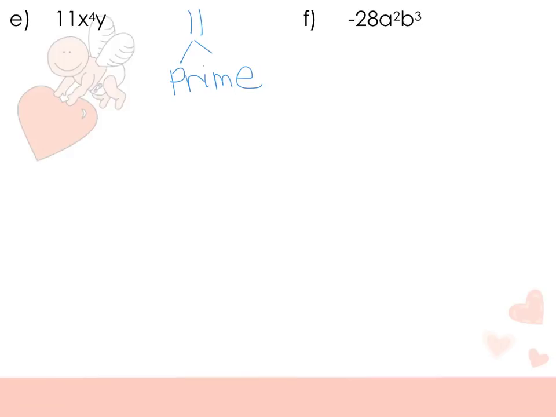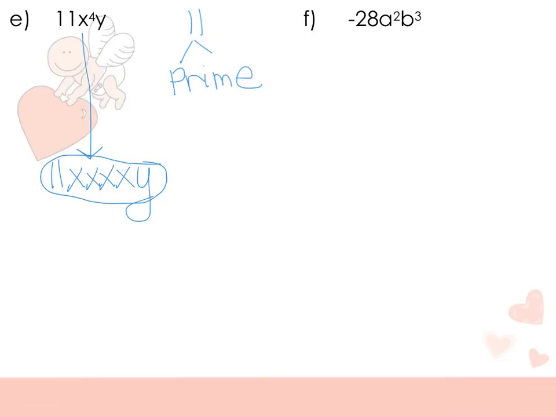So because of that, I don't have to do a tree. I'm just going to say my prime factorization is 11. And then just like what we did yesterday, I'm going to write out what x to the 4 means and what y means. So I'm going to say x times x times x times x, 4 times to represent x to the 4. And then the y is just written once with no exponent. So here is my prime factorization of 11x to the 4y. So all you're doing with your monomials is you're writing out what those letters mean along with your prime factorization.